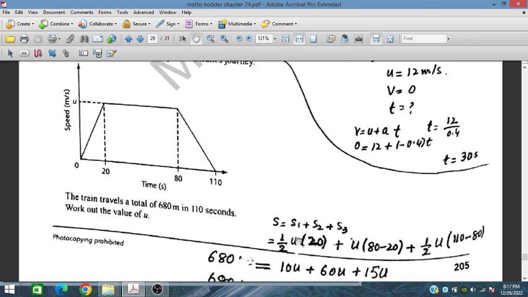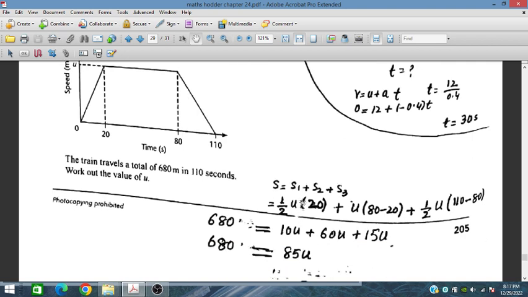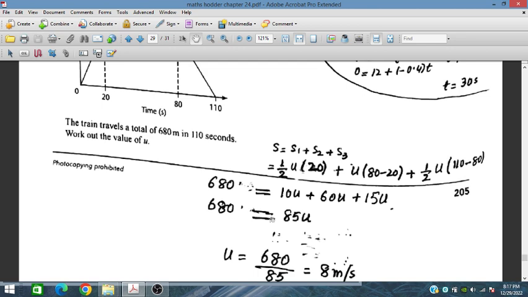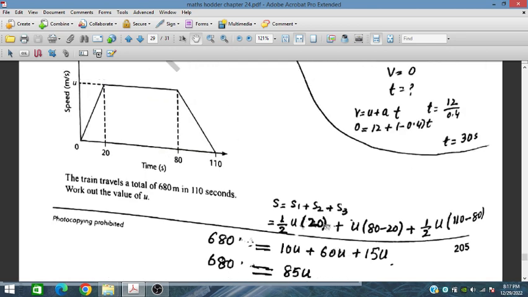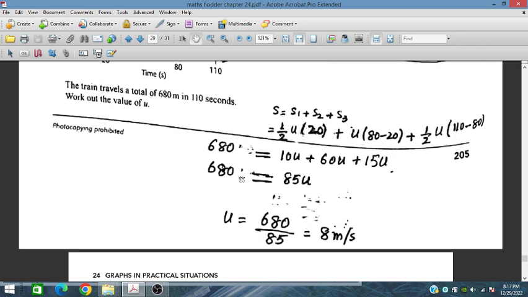So s is equal to half u times 20. This is half u, this is the height, and this is 20 plus u into 60. So this is 80 minus 20, 60, and this is half u into 110 minus 80. This is 10u, this is 60u, this is 15u, so 85u equals 680. So 680 divided by 85 is 8 meters per second. So this u is basically 8 meters per second.